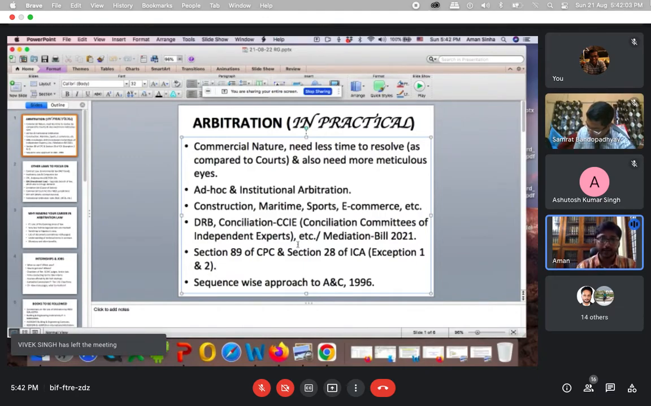under Section 11(6) of the A&C Act, one can go to the court. And once the arbitrators have been appointed, if as a claimant I have appointed one arbitrator and the respondent has appointed another, then these two arbitrators will appoint a presiding arbitrator, and we can say the arbitral tribunal has been set up by now.